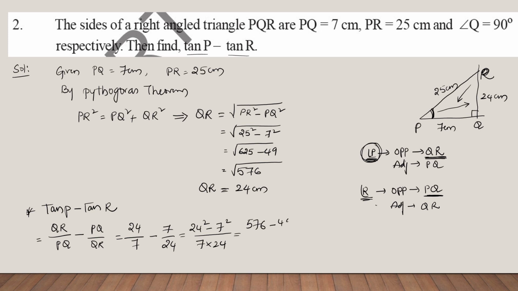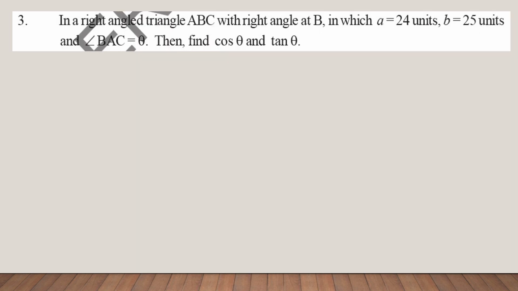576 minus 49 divided by, so 7 fours are 28, 7 twos 14, plus 2 is 16. Now on simplification, 6 minus 9 won't go, so 16 minus 9 is 7. Next, 6 minus 4 is 2. So 527 divided by 168. So this is nothing but the value of tan P minus tan R. Right? Now let us move on to the next question.